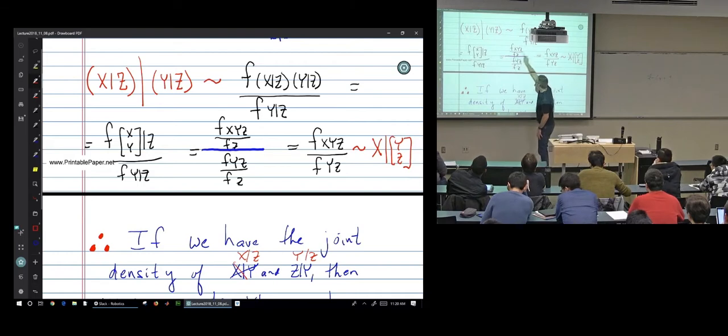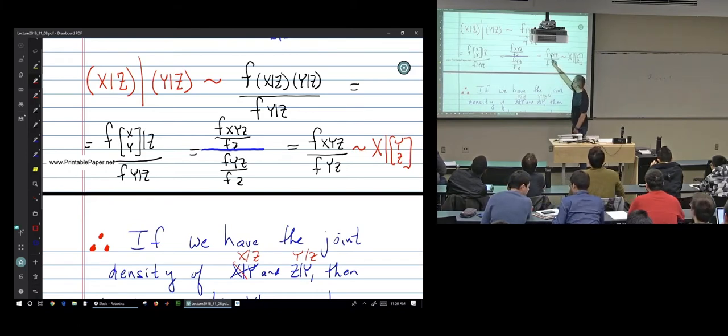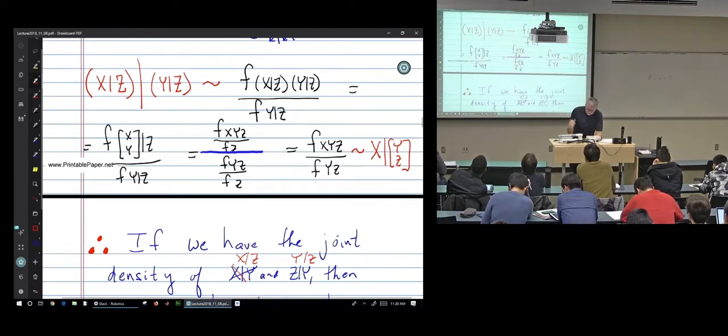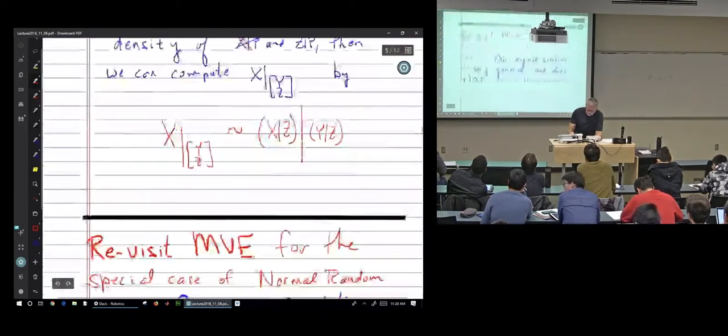And then this and this cancels, and you see it's the joint of all three of them divided by the marginal of all of our measurements. So it's the state with all of the measurements divided by the marginal of all of the measurements. But it seems like a trick, okay? Okay, so you probably want that one written down on your cheat sheet for the final.